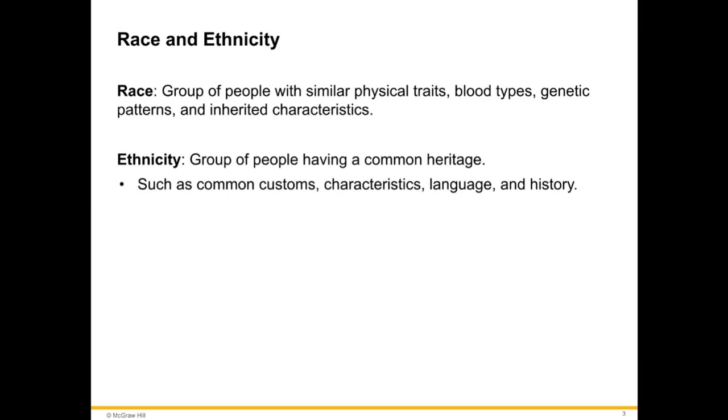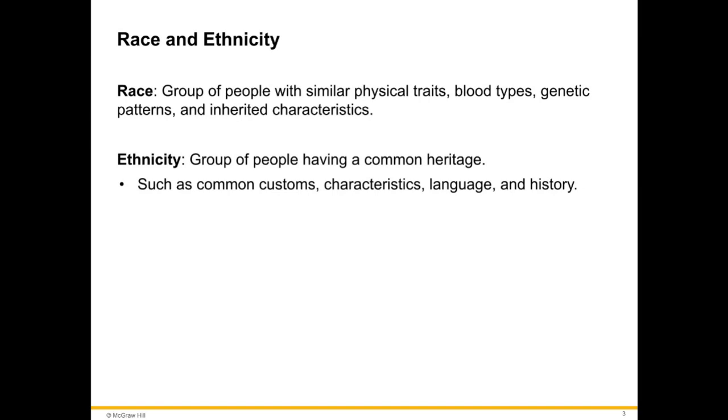Race and ethnicity. So race is a group of people with similar physical traits, blood types, genetic patterns, and inherited characteristics. And I will say this: race is a social construct, right? Because 99.9% of people that are born are the same. I'm going to say that again. We are the same, right? The only thing that differentiates many of us is our pigmentation in our skin. This is the human race that we're talking about.